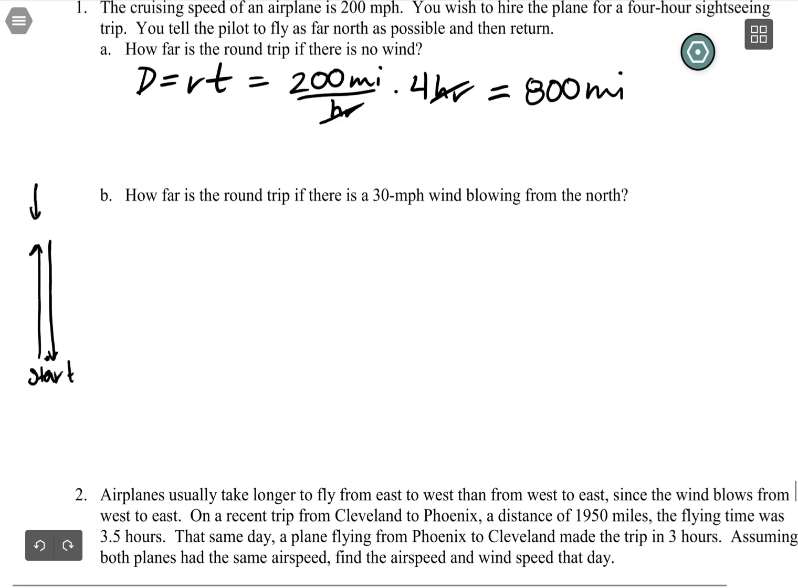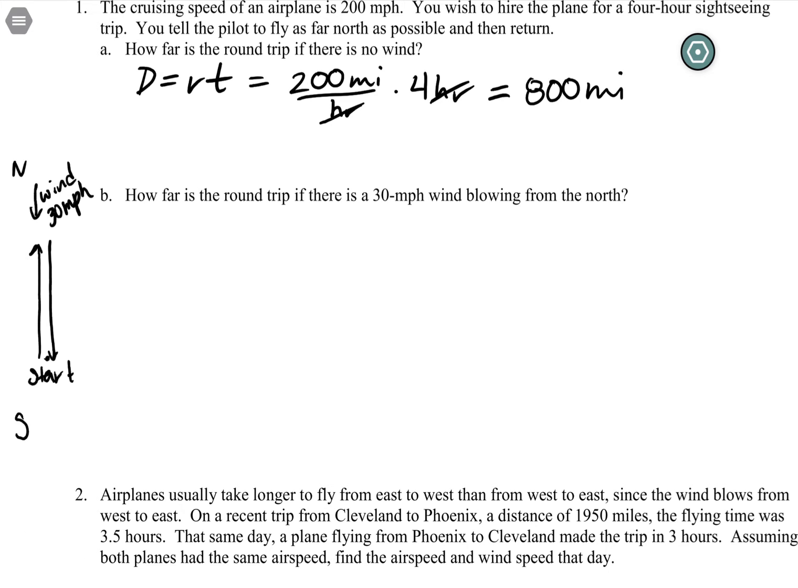The wind is blowing from the north, so assuming this is north and this is south, at 30 miles per hour, which means we're going to go slower on the way north than we do on the way south. So since we have to make a round trip, the distances have to be equal, but the times aren't going to be equal and the rates aren't equal. So this one gets a lot trickier and more interesting.